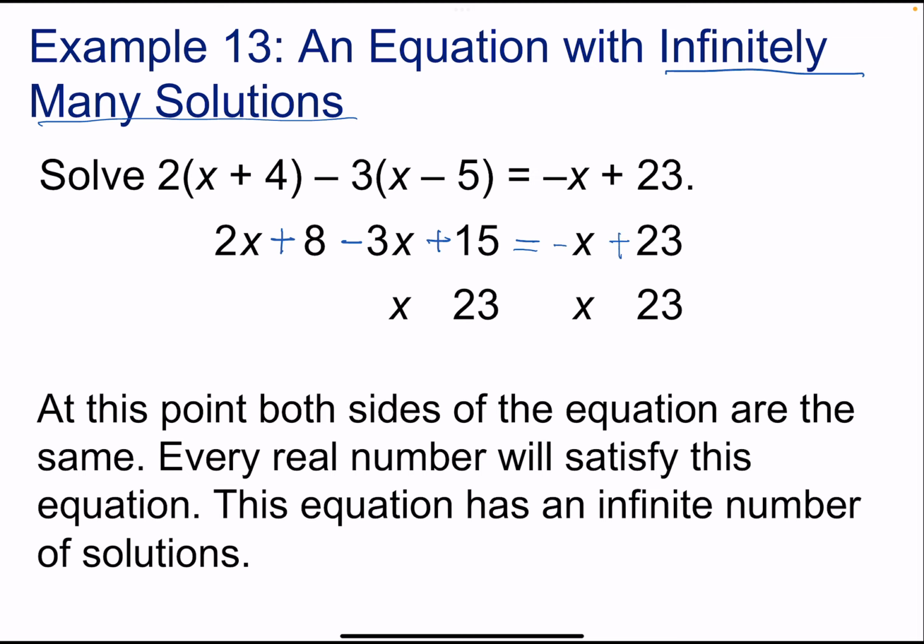So the left-hand side, if we continue to simplify it, combining like terms, 2x minus 3x, that's minus x, and 8 plus 15, that's 23. And notice the left-hand side is minus x plus 23. So the left-hand side and right-hand side are identical. So this is called an identity, meaning that any x is a solution. Any x is a solution. So therefore, this equation has infinitely many solutions.